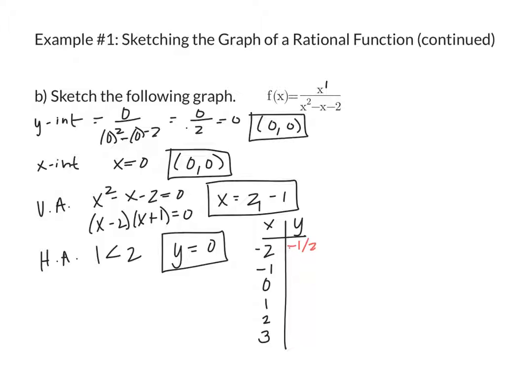If I subbed in negative 1, well, really I don't have to because I already found it as a vertical asymptote, so that means it's undefined. 0 is 0. I know that as being both my y-intercept and my x-intercept. 1, if I subbed in 1, I would also get negative 1/2. If I subbed in 2, there's no point because, again, it's a vertical asymptote, so that means it's undefined. And finally, if I subbed in 3, I would have 3/4. So this one's going to be a fairly tiny graph. We have some decimals.